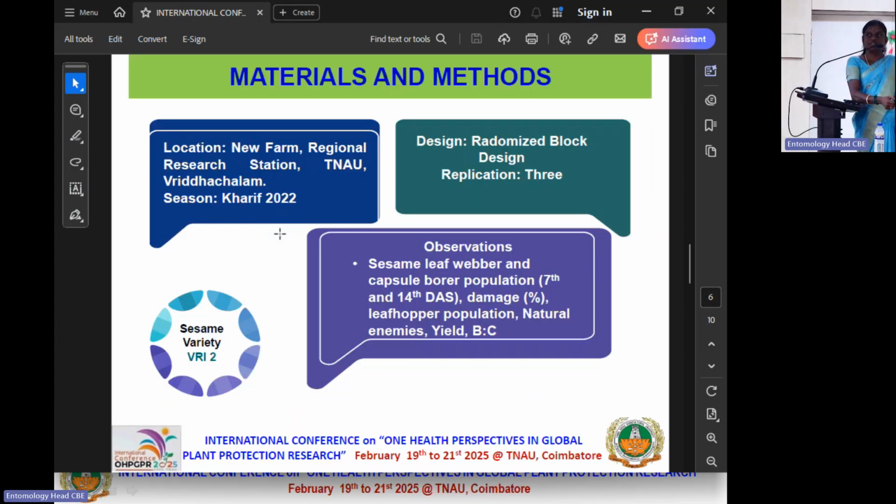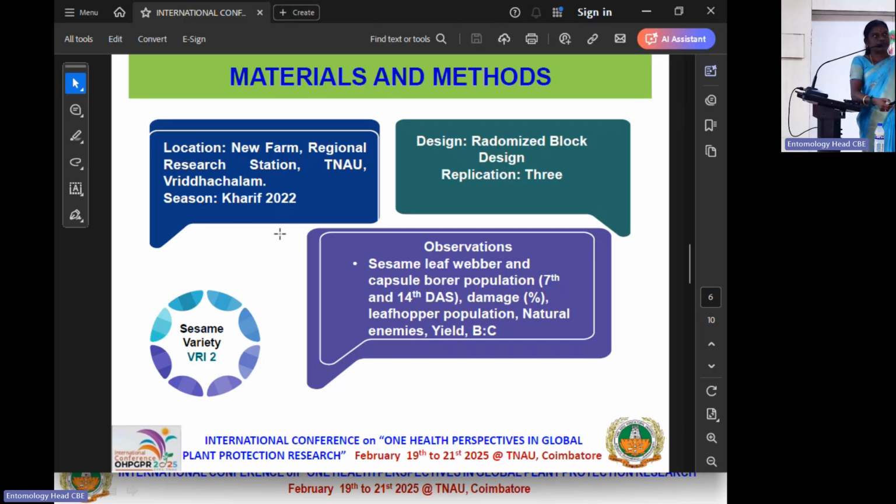In light of this, we have formulated the objective. For that, we have worked for 3 years. Actually, here I have mentioned only 1 year, sir. We conducted this experiment during Kharif 2022, 23, and 24. We took up this experiment with the popular sesame variety VRI 2. The experiment was conducted at the new farm of the Regional Research Station, Virudhachalam. Regional Research Station Virudhachalam is one of the lead centers for oilseed research, including groundnut and sesame.